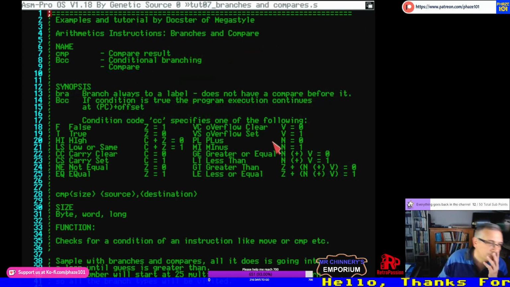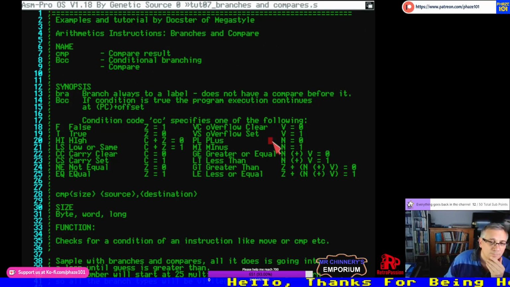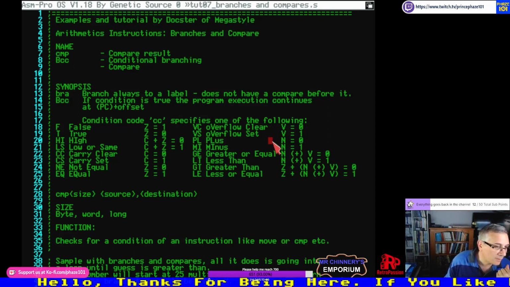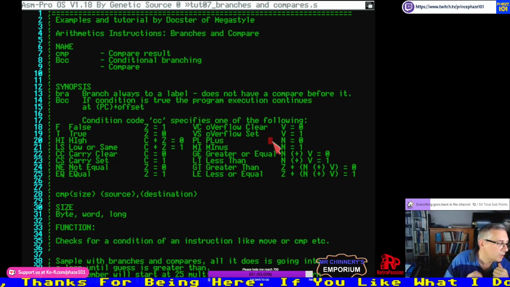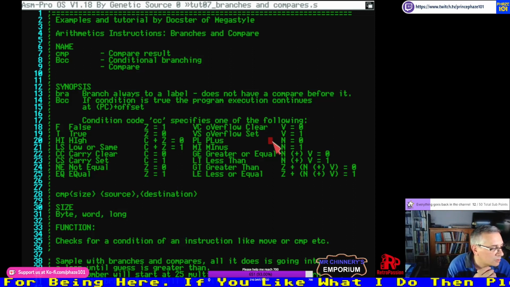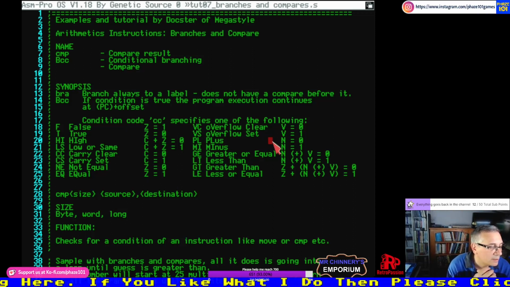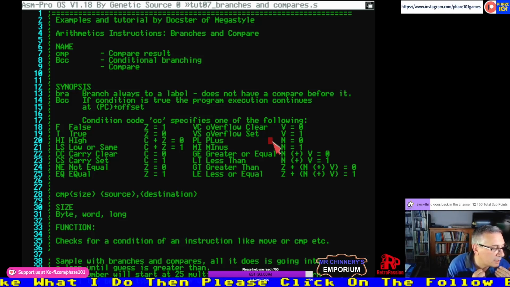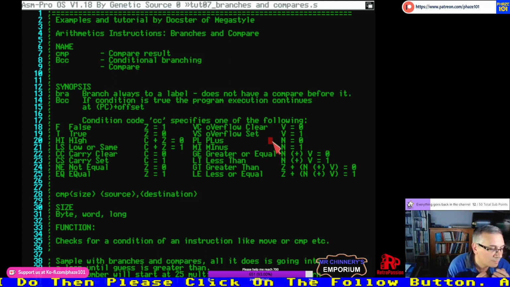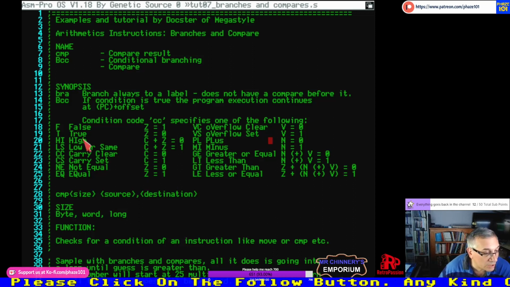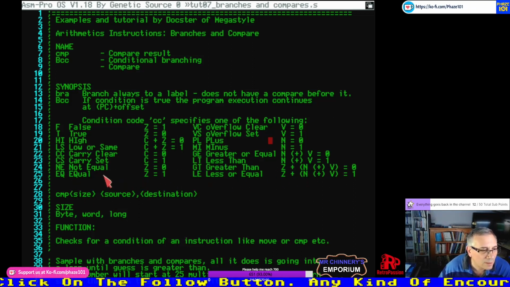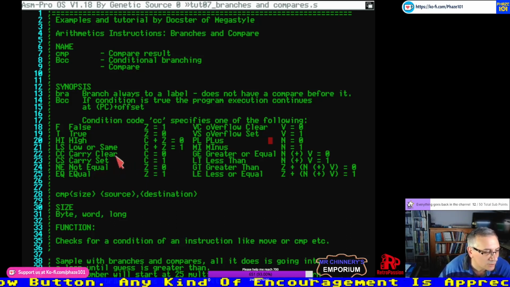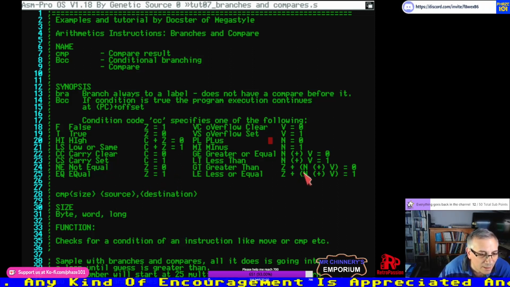Okay, branches. So when I did the branch instruction last week, I showed you a table of those that are signed, those that are not signed, and those that are common to both, like the overflow. Docster did another table here, which is a good one also. However, it doesn't tell you which ones are used for signed numbers and which ones are not. But you can get an idea from the N, okay?